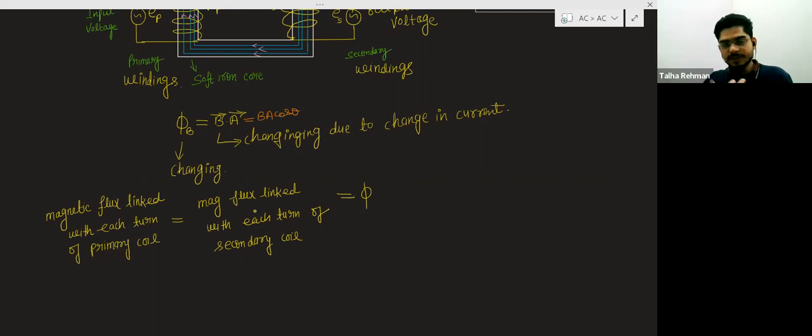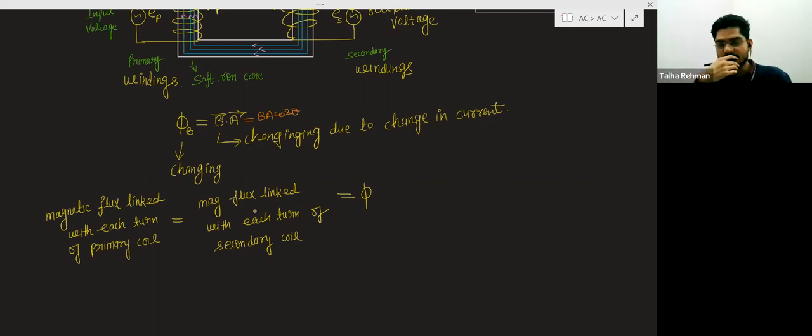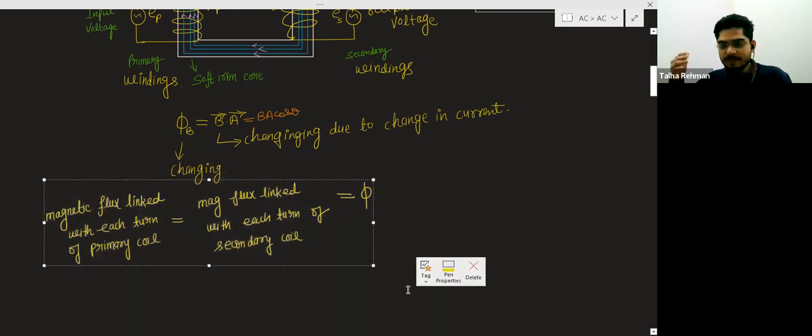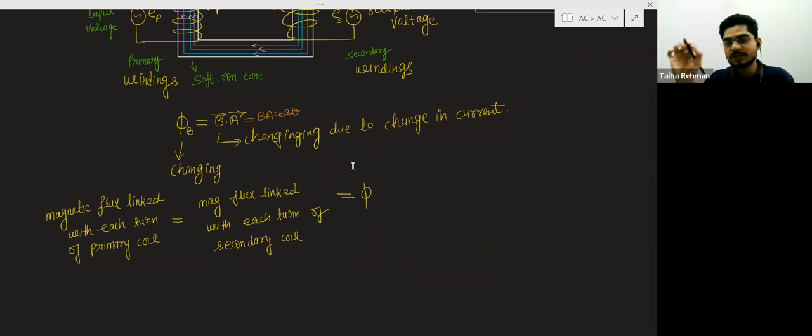Now the story till here is clear. You have to understand how the mutual induction is taking place here. You have to understand why I have written this statement. You should have a picture in your mind. I have written this because the flux with each turn or each coil of the primary winding is equal to that of the secondary winding.